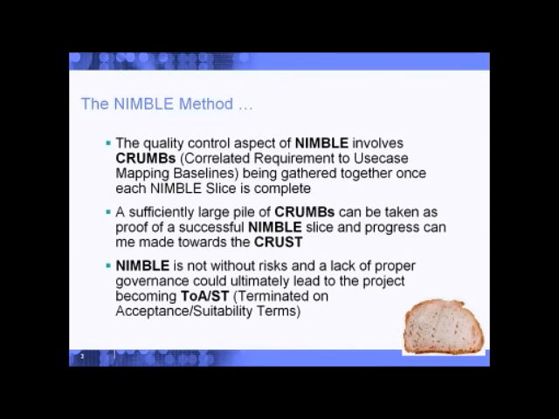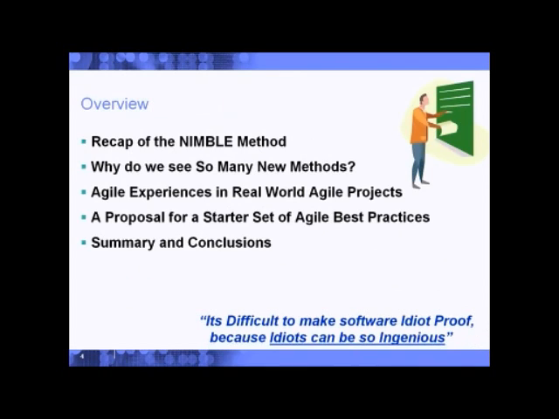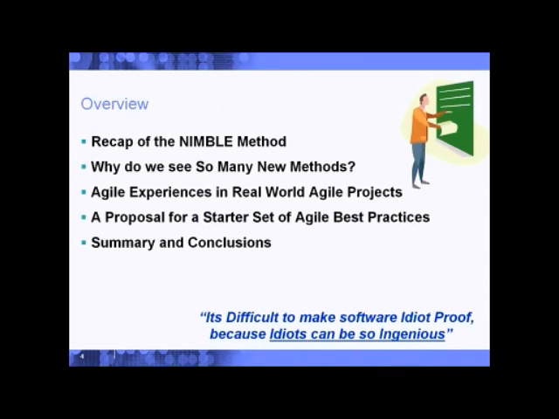As a final thought on this slide, we have to be very careful in terms of compliance and governance with the method. If we don't follow those properly, then we could find that the project becomes terminated on acceptance or suitability terms, or toast as we call it. Okay, so as hopefully most of you will have gathered by now, NIMBLE is a completely fictitious method. However, having said that, there are so many different agile methodologies and processes out there with some crazy names.